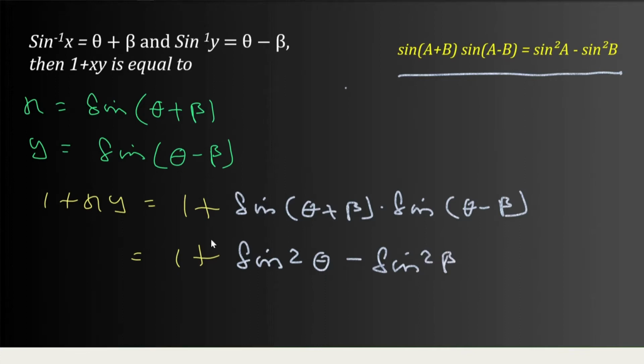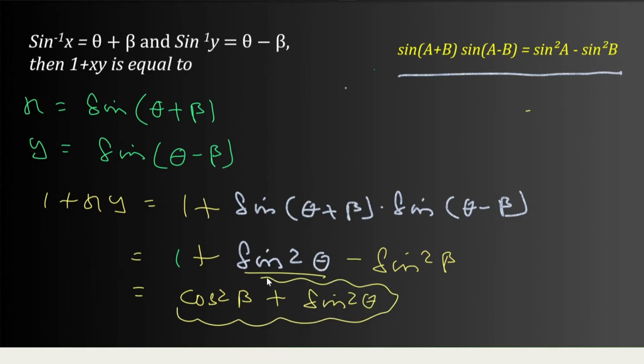Now further what you can observe from here, this is 1 over here, and this is sine square beta. So what is 1 minus sine square beta? That should give you cos square beta, right? So I can write this as cos square beta plus sine square theta. So this would be the value after simplifying this.